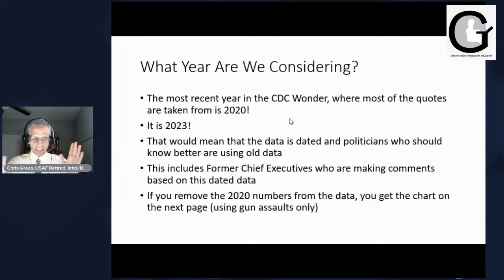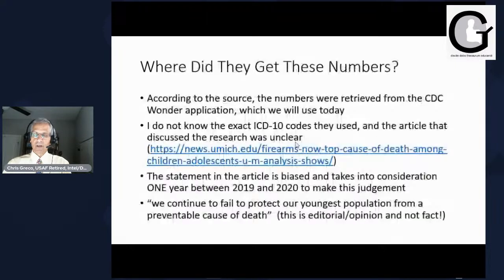I don't quite understand that, but that's for a whole other show. If you remove the 2020 numbers from the data, you get the chart on the next page, right? And I'll go through all that data towards the end of the show. All right, so where do we get the numbers? According to the source, the numbers were retrieved from the CDC Wonder application.